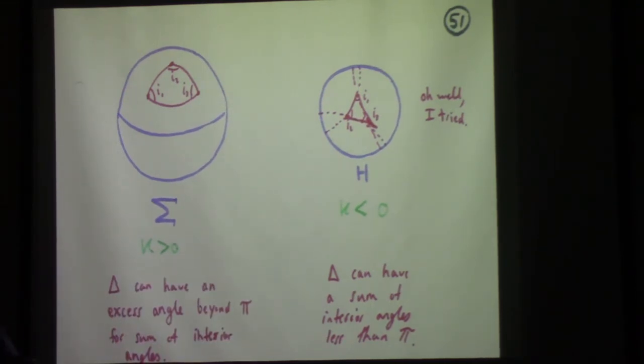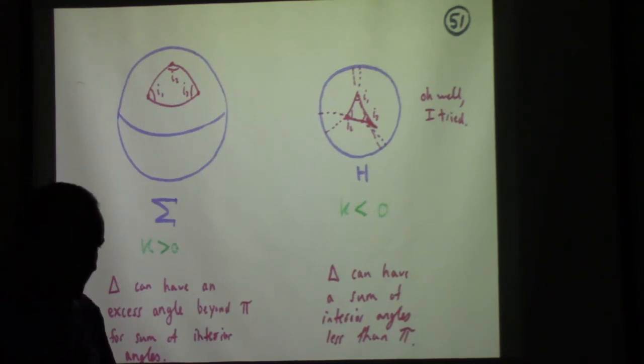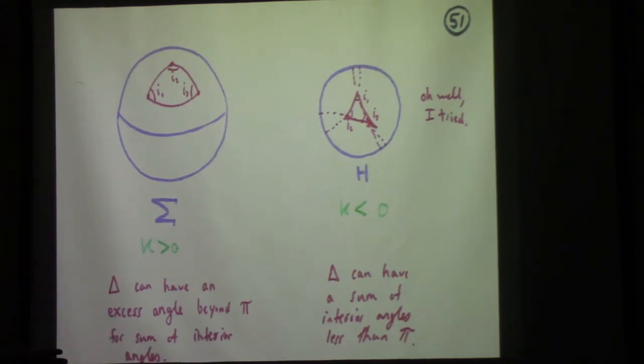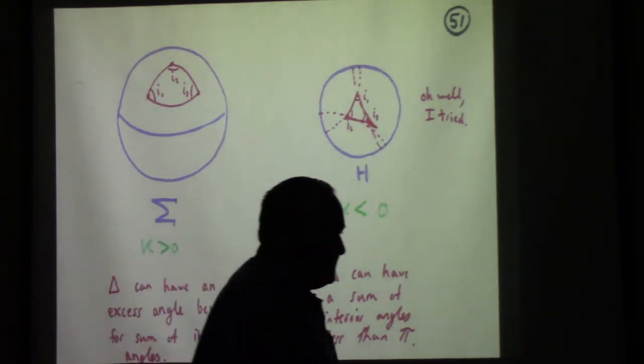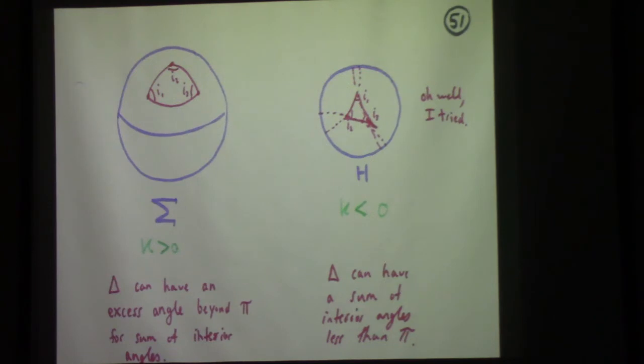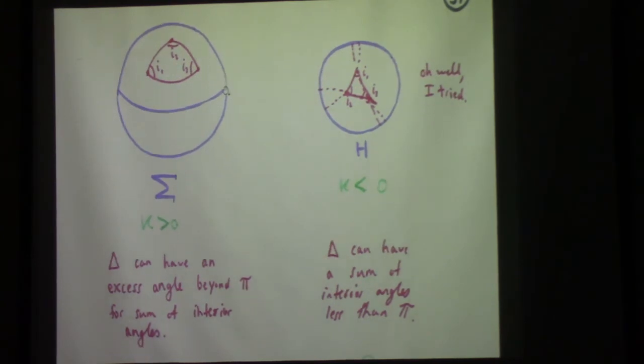And in the context of Euclidean geometry, where curvature is 0, the sum of the interior angles has nothing to do with the area of the triangle at all. It's just 180 degrees, no matter how big or small your triangle is, which of course we know. But, so there it is.